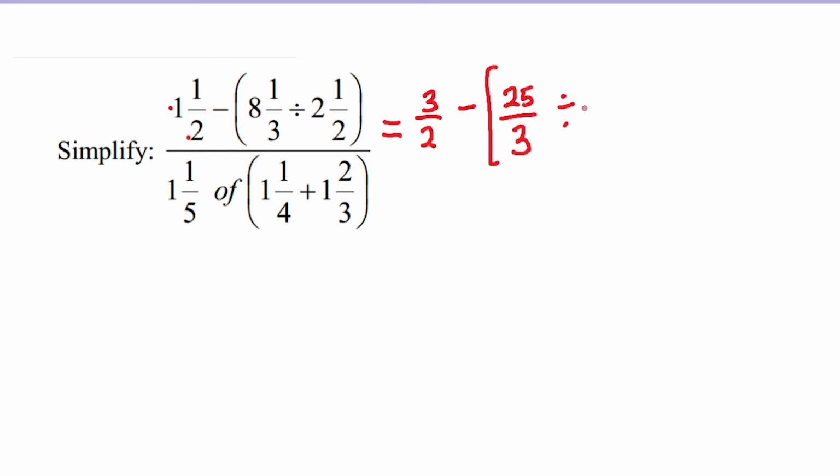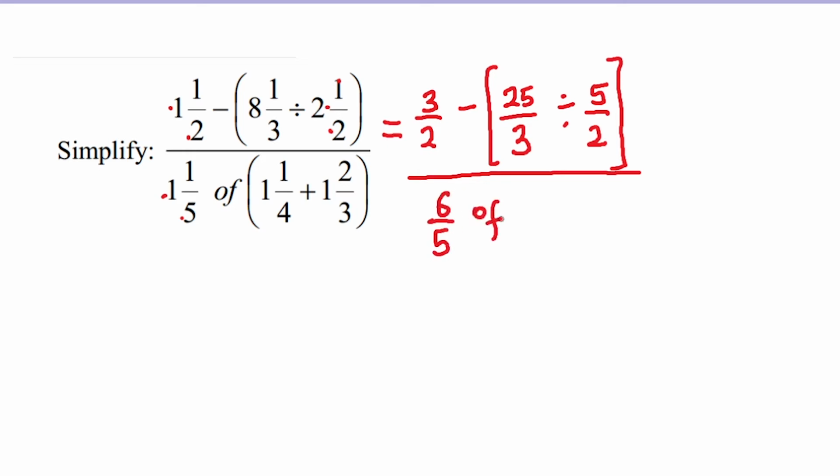Divide that by 2 times 2 is 4, 4 plus 1 is 5 over 2. So we get this and divide all that by, of course, 1 times 5 is 5 plus 1 is 6, so that is 6 over 5 of whatever is in brackets here. We are converting to improper fractions. That is 1 times 4 plus 1, that is 5 over 4 plus 5 over 3. We have converted everything to improper fractions. So we are now dealing with everything that is in brackets here.